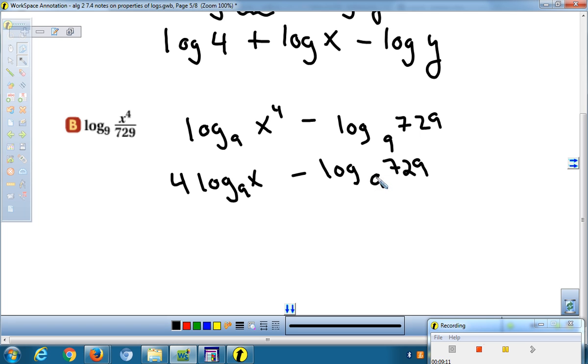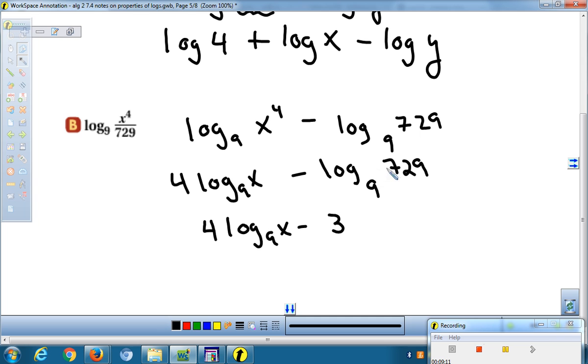So, is 9 raised to any power 729? Get your calculator out. Figure out if that's really true. Times the what? Third. So what is log base 9 of 729? That is just 3. So we have 4 log base 9 of x minus 3.